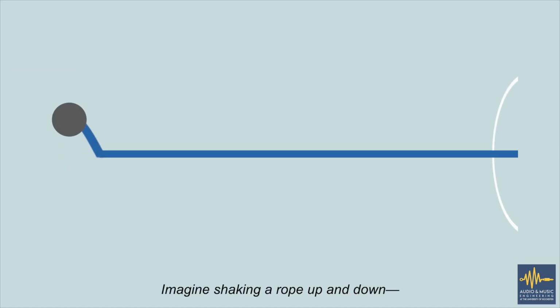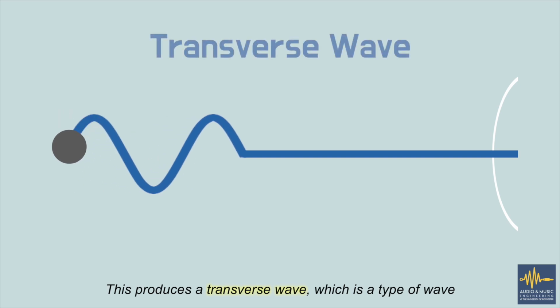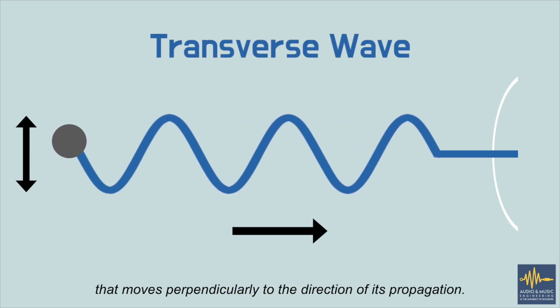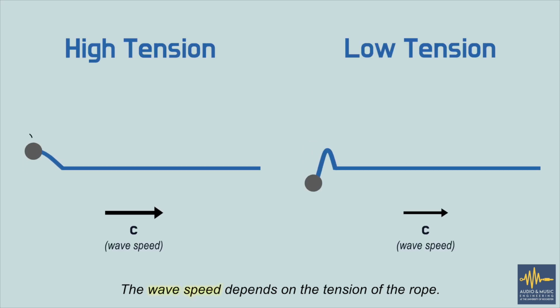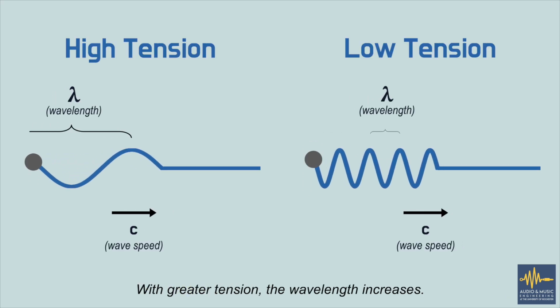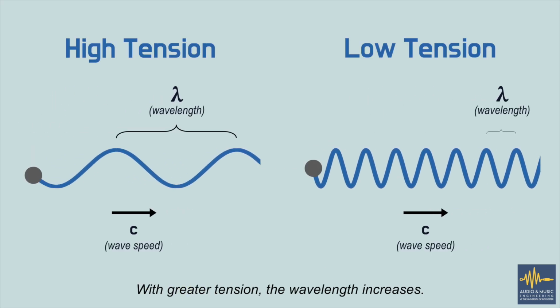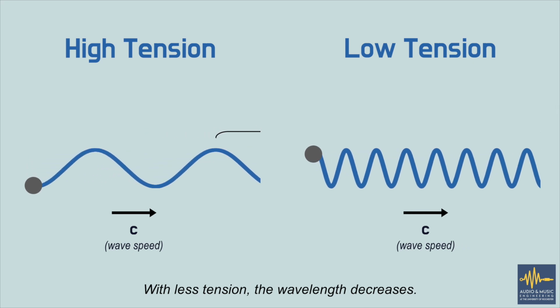Imagine shaking a rope up and down. This produces a transverse wave, which is a type of wave that moves perpendicularly to the direction of its propagation. The wave speed depends on the tension of the rope. With greater tension, the wavelength increases. With less tension, the wavelength decreases.